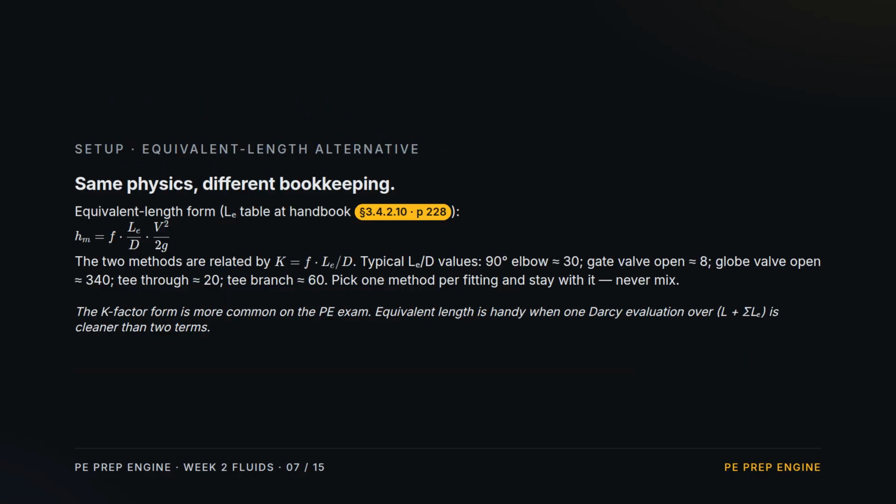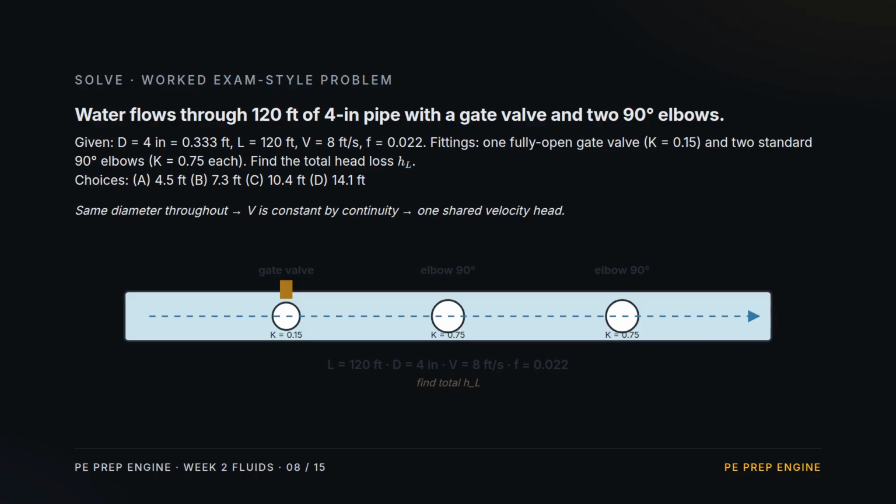A second convention, the equivalent length method. Each fitting is expressed as a length of straight pipe that dissipates the same energy. Add those to the actual pipe length and apply Darcy-Weisbach once to the sum. The two methods relate by K equals f times L sub E over D. So this form depends on the friction factor. Pick one method per fitting and stay with it. The K factor form is more common on the PE, but if a problem hands you L sub E values, use them.